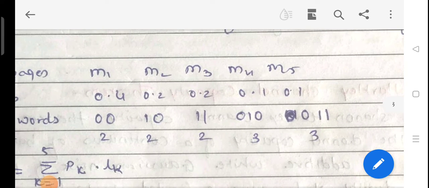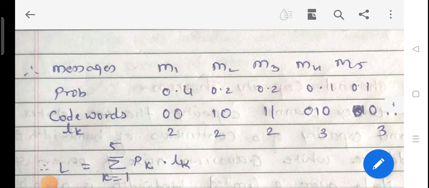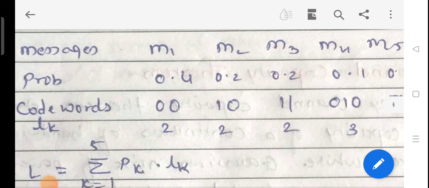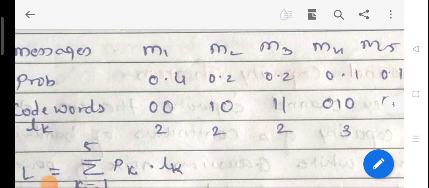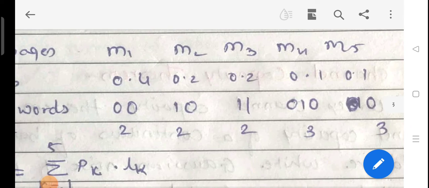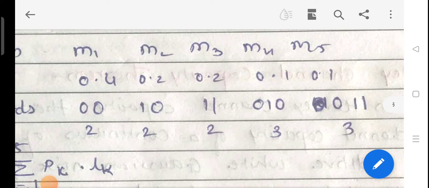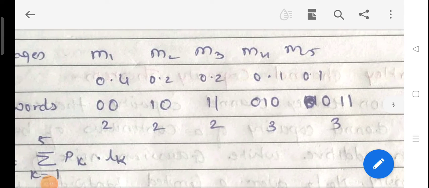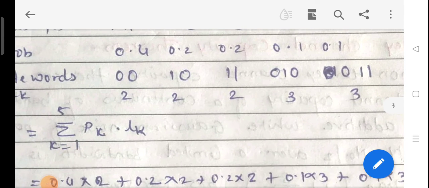Okay, so the code length we can write as lk for each message. Code length represents the number of bits present in the code word. So we have 2 bits in the first message, so the code length will be 2. For the second and third messages again we only have 2 bits, so the code word length is also 2. For the fourth and fifth messages we have 3 bits in the code word, so the code word length will be 3 in this case.